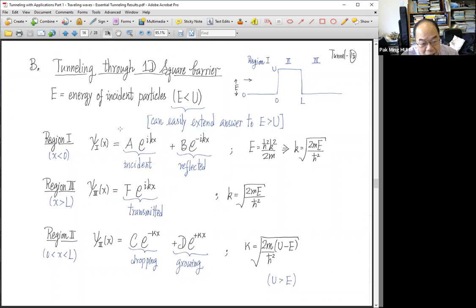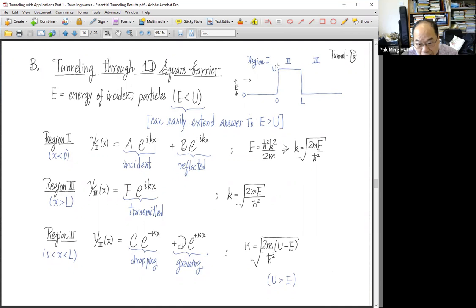It really means there is an incident part and there is a reflected part, because the probability current density for this part will be going to the right-hand side, and this part will be going to the left-hand side. So it's like reflection. In region 3 here, we write down a transmitted wave, because if you immediately think about the current density, it is F squared multiplied by h bar k over m, the plus h bar k over m. That is to say, it is going to the right.